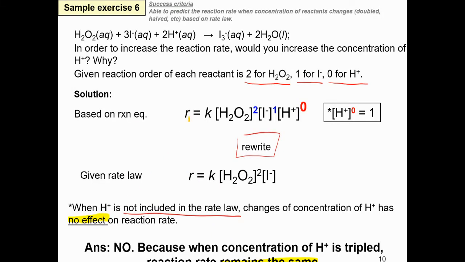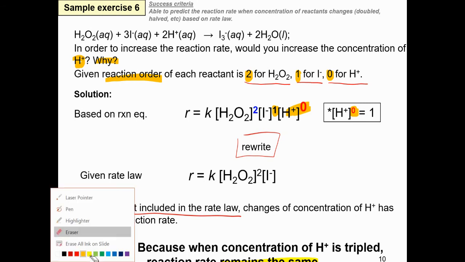Now we move on to the next one. In order to increase the reaction rate, would you increase the concentration of H plus ion? Why? Here, given the reaction order for each reactant, it's given already 2, 1 and 0. So this time we have to write our rate law on our own. Again, as I said, if it's 0, we do not have to include it in the rate law. And if it's 1, we do not label 1.